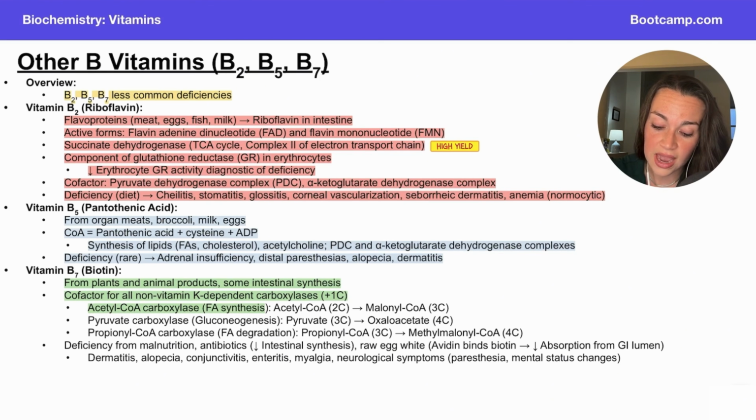We saw this in fatty acid synthesis. This turned acetyl-CoA into malonyl-CoA. Acetyl-CoA being 2 carbons, malonyl-CoA being 3 carbons. So we carboxylated that acetyl-CoA as part of our fatty acid synthesis pathway.